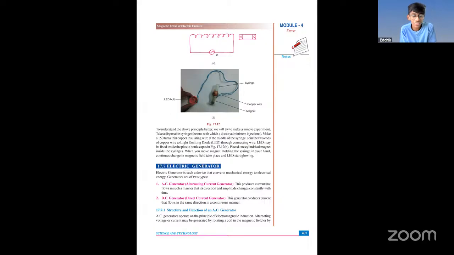In the AC generator, the current flows from zero, then up, then zero, then down, then zero. But in DC, that day you said it goes in a straight line. Sir, it does not. It bounces, touches zero, then bounces up again. It does not always stay straight. It bounces but never goes below zero.